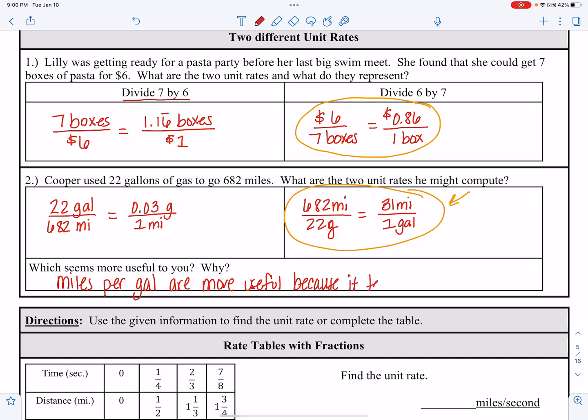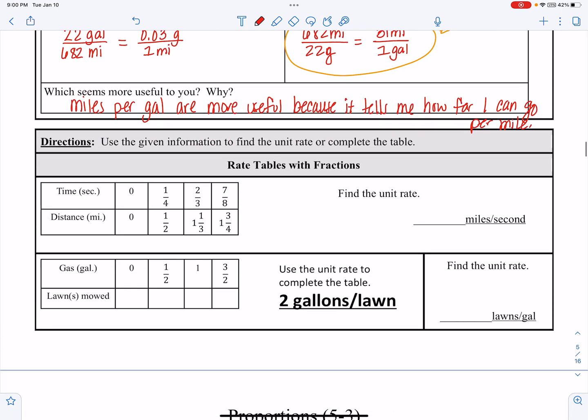Because it tells me how far I can go per mile. Okay, which is more reasonable to understand. All right, this bottom section is rates as tables. And so what you have to really understand is that they really just are fractions. So don't let the table complicate things.